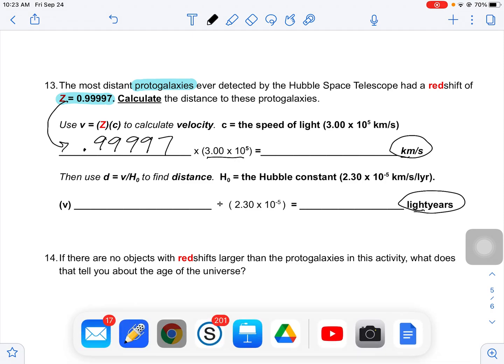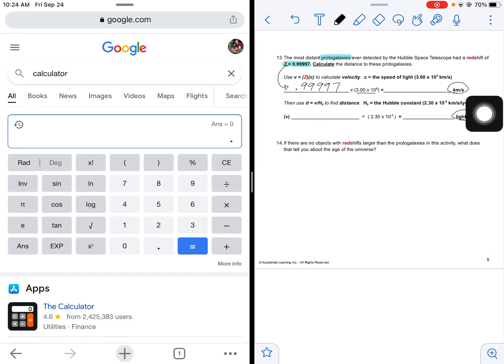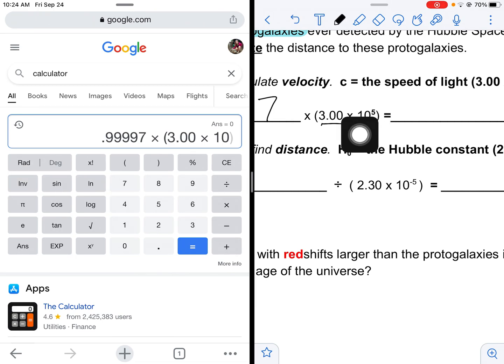And this is where it gets tricky. I'm going to encourage you to use the browser for this. I used my iPad calculator, but I couldn't do it as nicely. So I'm going to help you type this in, starting with our number, 0.99997 times, and then I need to get this number in parentheses in my equation. So I'm going to start with a parenthesis, and then 3.00 times 10, and I need that little 5 up here to the 5th power. So I'm going to use this button, x to the y, which gives me a spot to put in my 5, and then close the parenthesis.